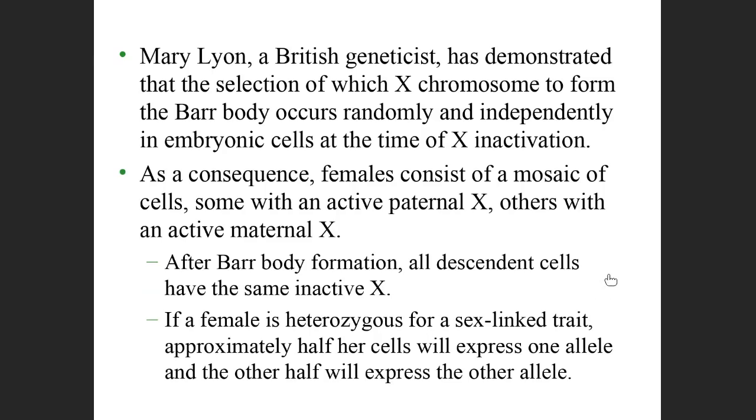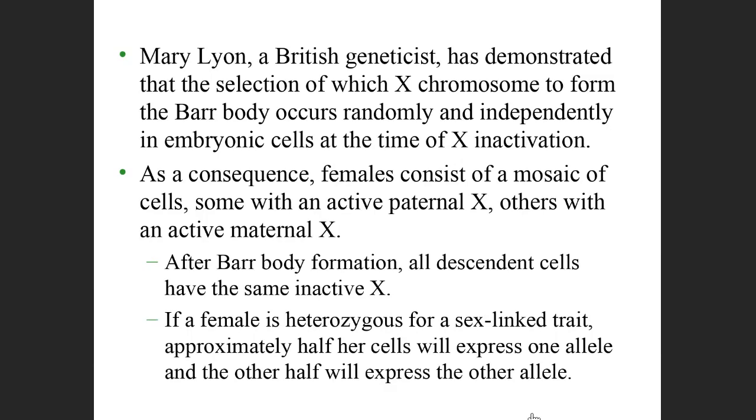So Mary Lyon is a British scientist who demonstrated that the bar bodies form. It's random as to which X gets turned into a dormant bar body. And so, like I said, half of her cells will have one of the X's that's dormant, and the other half will have the other X that's dormant. So women, all their cells are actually a mosaic when it comes to their X chromosomes. Half of them have one X that's active, and the other half have the other X that's active.